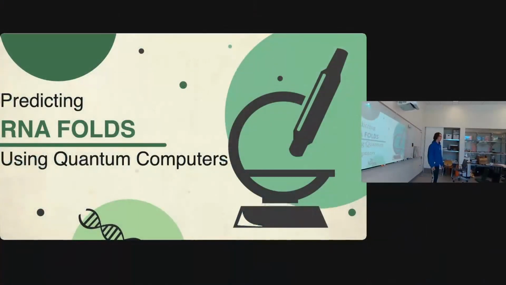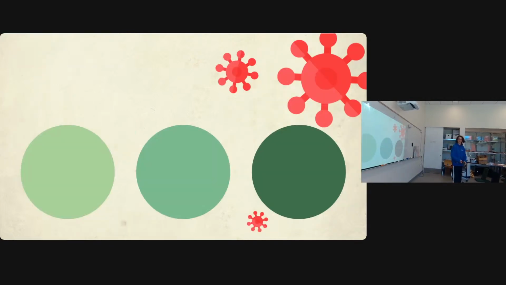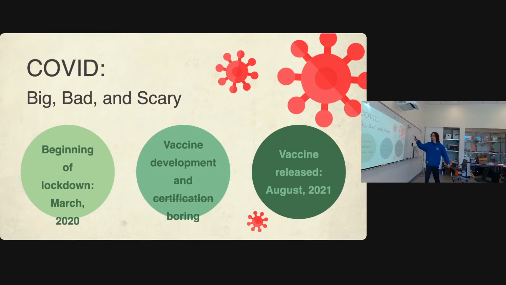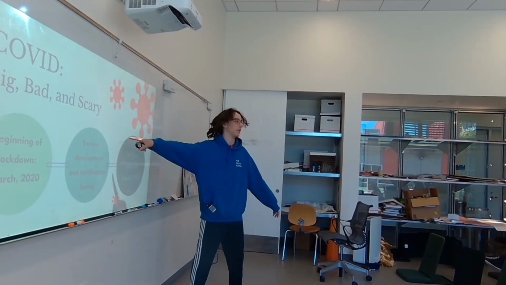Quantum computers. So to start off, we're going to start with something that everyone has a little bit of experience with, and that's COVID. Big, bad, and scary. Nobody likes COVID. Boo! So world lockdown in March 2020. Then there was this whole vaccine development and certification thing, and then the vaccine was released in August of 2021. We don't care about the certification. That's boring. We're talking about the development.